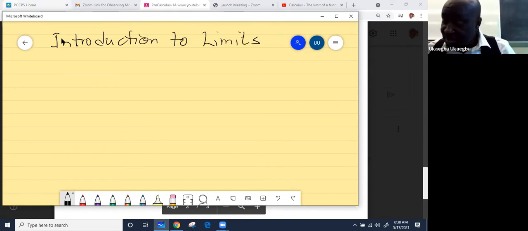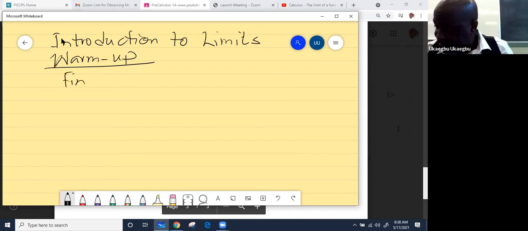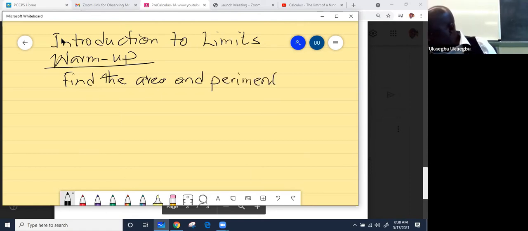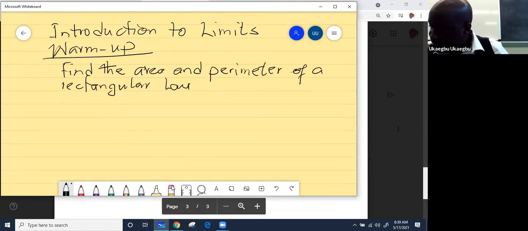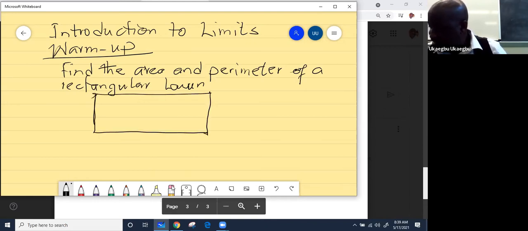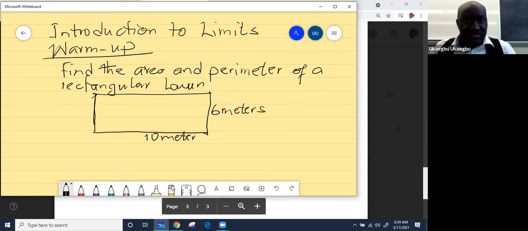Now here's the warm-up. Find the area and perimeter of a rectangular lawn. Please correct any wrong spelling. Here's the rectangular lawn right here. This side is 10 meters, and this side is 6 meters. Find the area and the perimeter of the rectangular lawn.